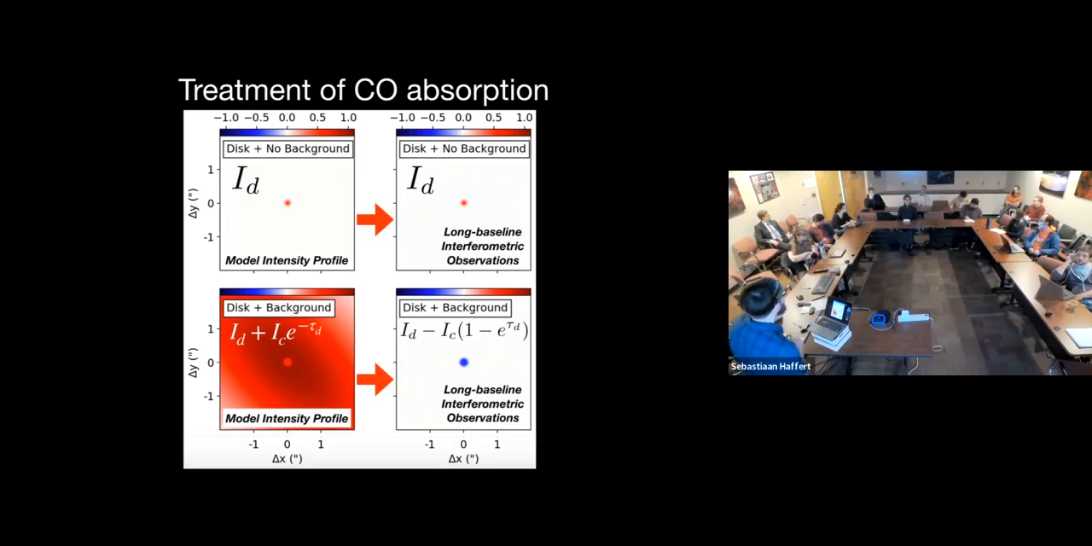Do you have a quick question? Yeah. Does it matter that some of the cloud might be in the foreground in front of the disk and not in the background? If that was the case, then we wouldn't see a negative detection, but we would still see positive emission. It would just be attenuated as the emission from the disk travels through that foreground cloud. Can you rule that out?